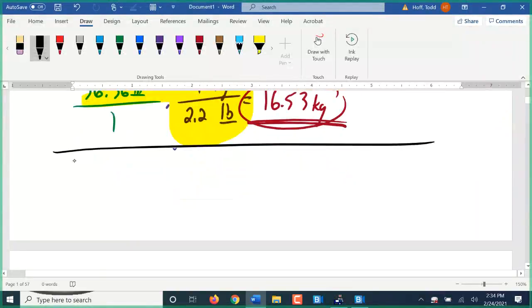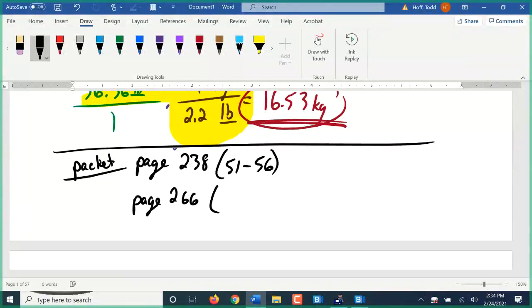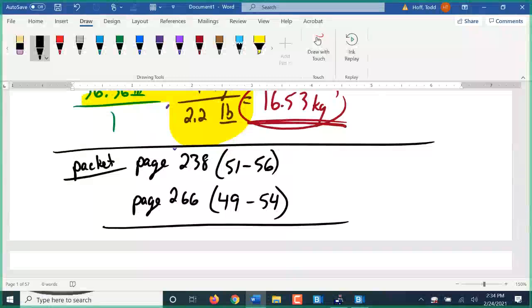Okay, so for right now, out of that packet, there's page 238 dealing with standard weight, problems 51 through 56. And page 266 dealing with metric mass, problems 49 through 54. We have about 15 minutes left here if you'd like to get started. I'll be here to answer any questions. Otherwise, that is it for the day.